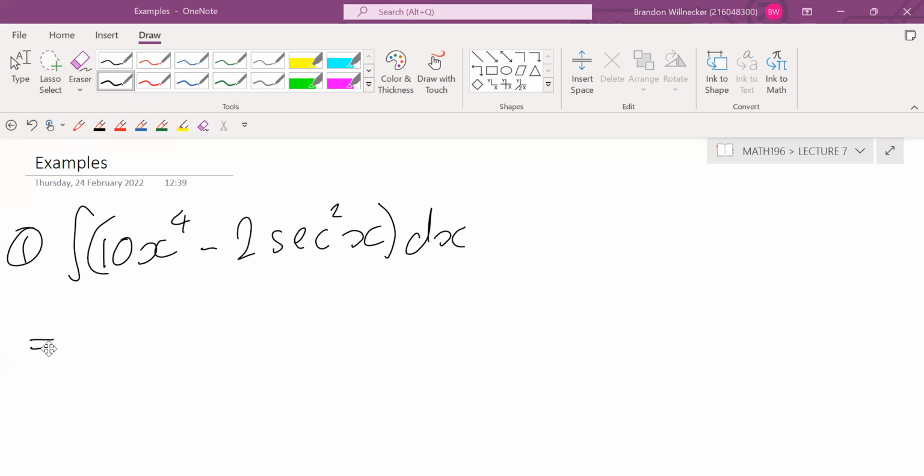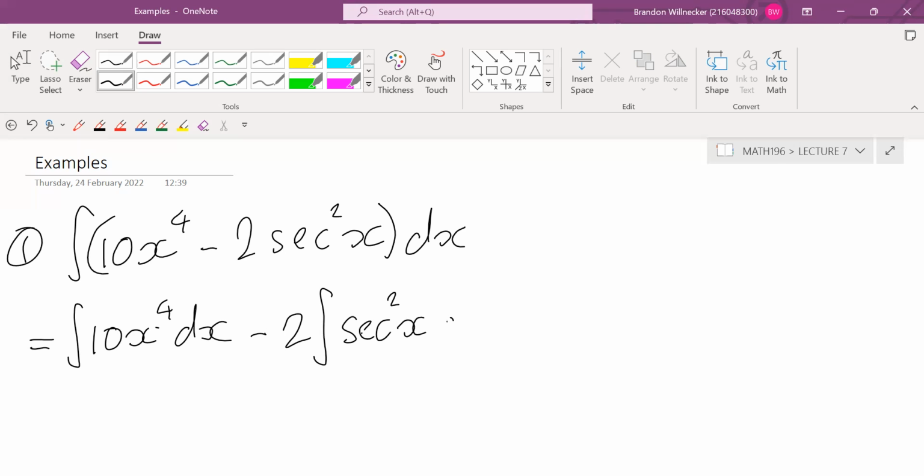So we can write this as the integral of 10x to the 4 dx, where we just use the power rule on that one, minus 2 times the integral of sec squared x dx. I'm just explicitly writing down that we can do each part separately, but if you want to do it all in one line, that's perfectly fine. You get all the marks for that. So what's this going to be? Well, for the first one, we just use the power rule. We add 1 to the exponent to make it 5.